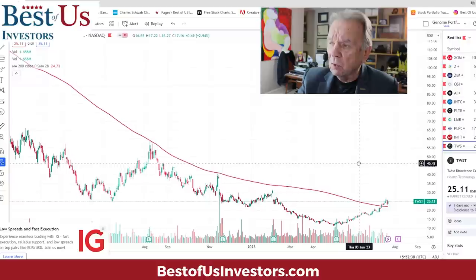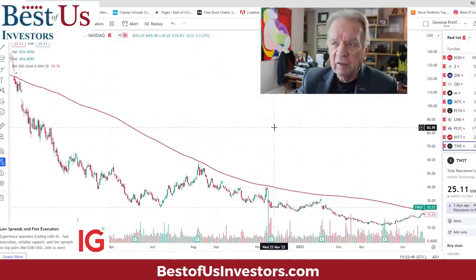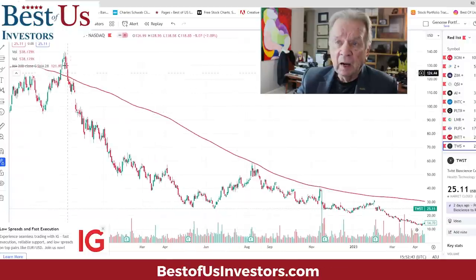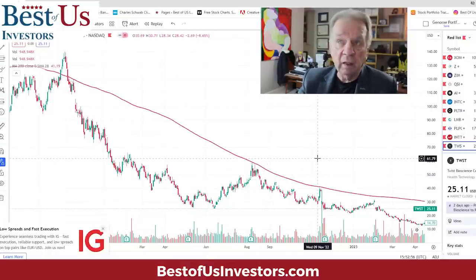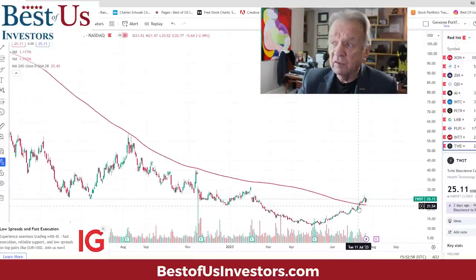But what I want you to look at is what just happened. This is the history of the stock. You see, it had a run up. It got up to $139 a share, and right there it crossed that red line at 121. And it has not gone over that red line again until just last week.